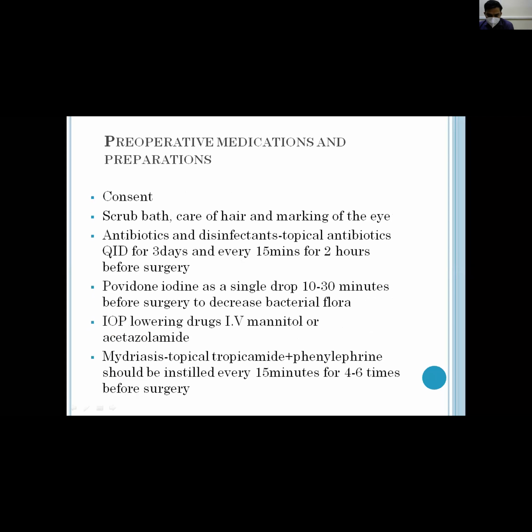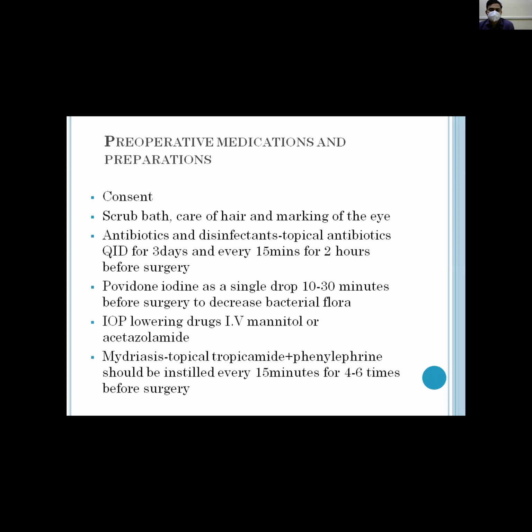Preoperative medications and preparations. Consent should be taken, and scrub bath, care of hair and marking of the eye to be operated. Antibiotics and disinfectants should be given. Topical antibiotics for 4 days, four times for 3 days, and every 15 minutes for 2 hours before surgery. Povidone iodine as a single drop 10 to 30 minutes before surgery to decrease any bacterial flora. IOP lowering drugs should be given. IV mannitol or acetazolamide can be given.